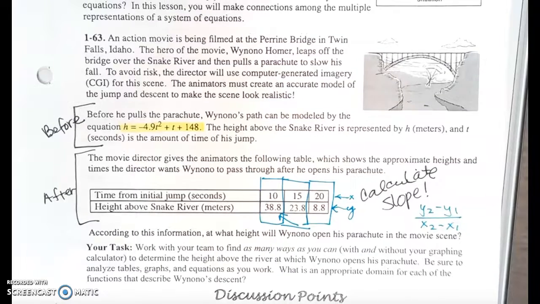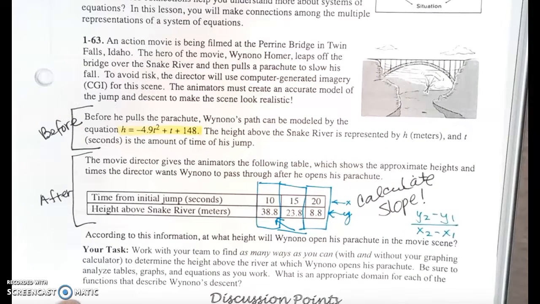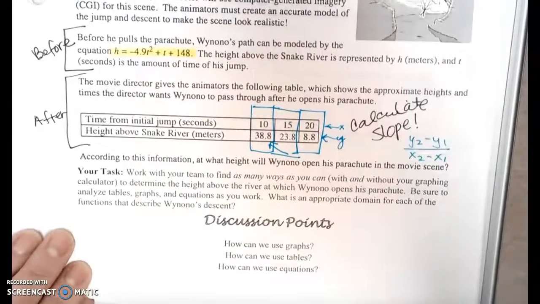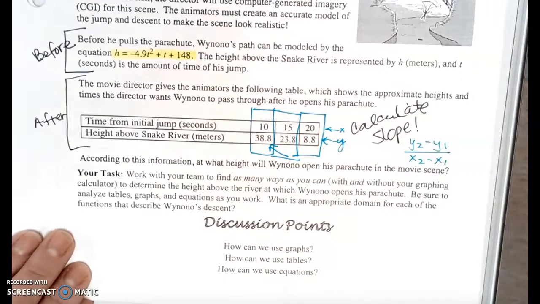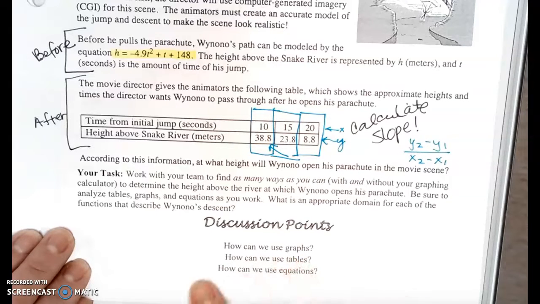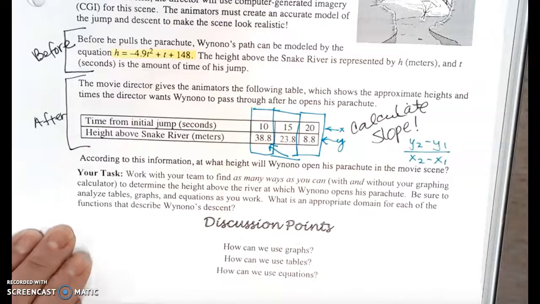According to this information, at what height will Winono open his parachute in the movie scene? Your task with your team is to find as many ways as you can, with and without your graphing calculator, to determine the height above the river at which Winono opens his parachute. Be sure to analyze tables, graphs, and equations as you work. What is the appropriate domain for each of the functions that describes Winono's descent? How can we use graphs? How can we use tables? How can we use equations? So we're going to use all of it.